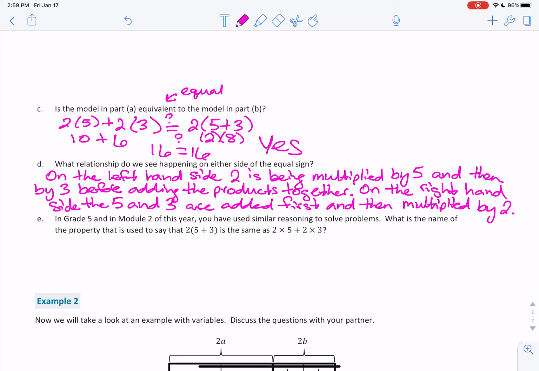Okay, so on the left-hand side, 2 is being multiplied by 5 and then by 3 before adding the products together. On the right-hand side, the 5 and the 3 are added first and then multiplied. So what you were supposed to recognize is, yes, they're the same thing. The only difference is here, the 2 multiplied with the 5 and the 3 separately, and over here, we factored out the 2 and the 5 and the 3 are inside. But remember, when you use the distributive property, that 2 will multiply first with the 5 and then with the 3, right? If we were looking at variables.